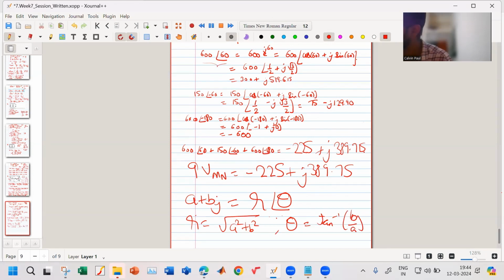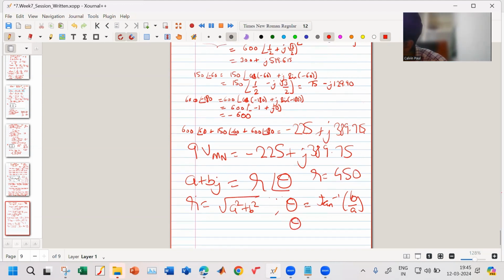So in this case, what is your r? Square root of 225 square plus 389.75 square. So that is 450. What is your theta? This is interesting. What is theta? 120.